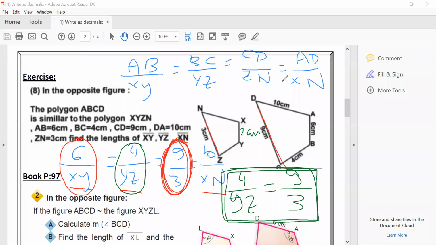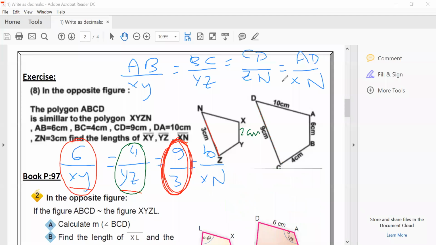Okay, what about XN? Who can tell me how to get XN? I will not write any steps. I want to get XN. Who is with us here? Yara. I want to get XN, Yara. Okay. I will write it. I have to write the AD first, which is 10 centimeters. Yeah, it is already written here. I'll make it 10 over XN.